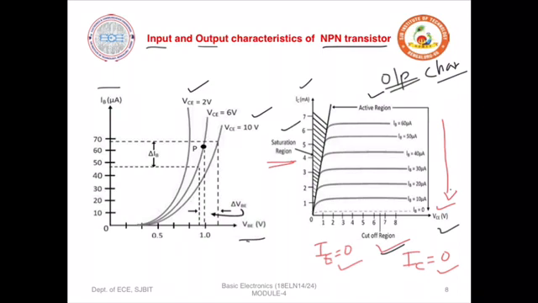It means the output current is more whenever the input current is also more. Whenever IB, that is the input current, increases, the output current IC also increases in value.